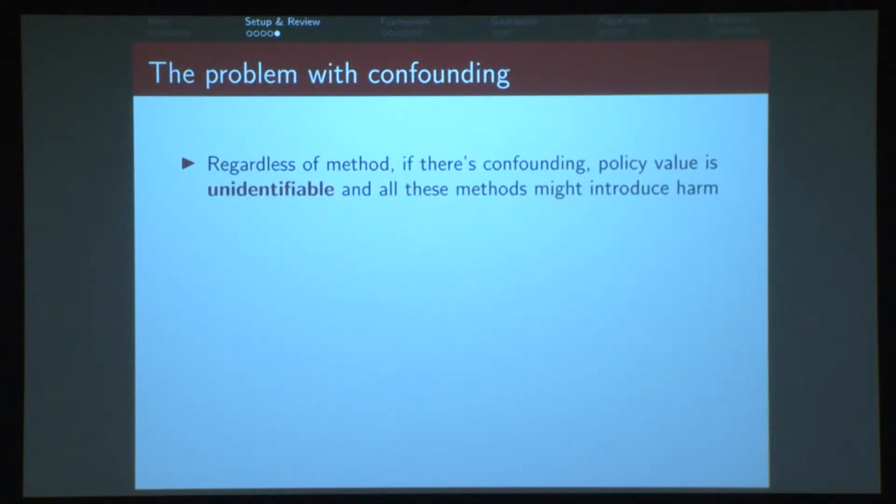But if you have confounding, as you will necessarily have in any situation with observational data, well, the risk of a policy is an unidentifiable quantity, just like the causal effect is not identifiable. So no matter what fancy machine learning you're going to do, you just can't get at that number. It's not knowable. Right? So all of these methods might actually introduce harm. They're all subject to that critique we had before.